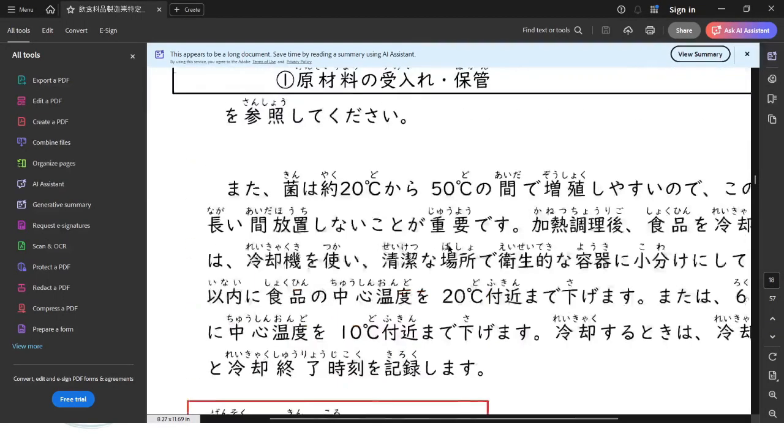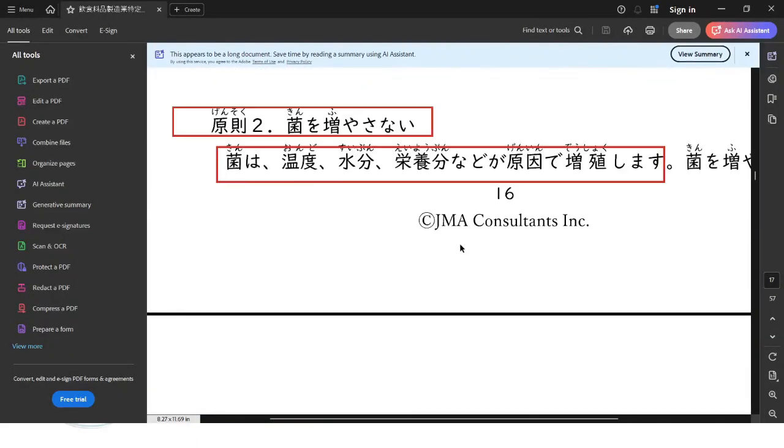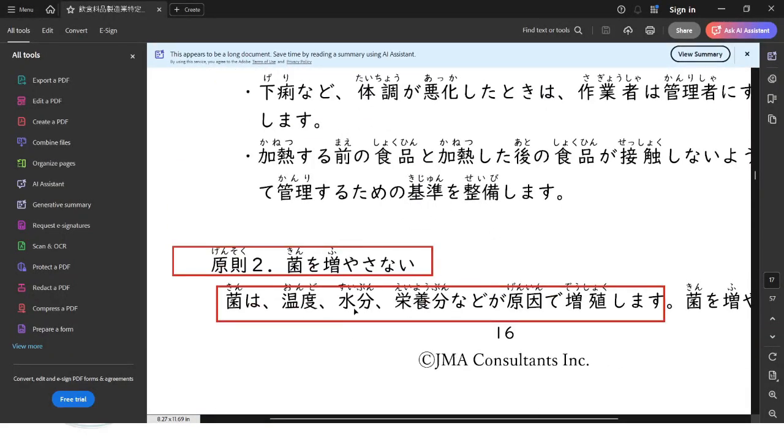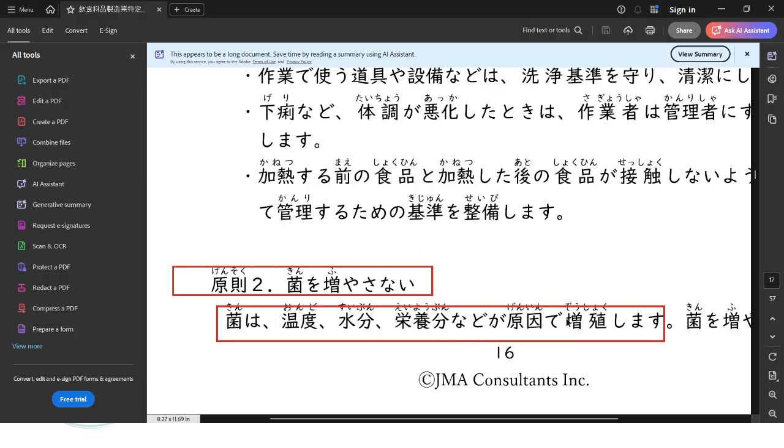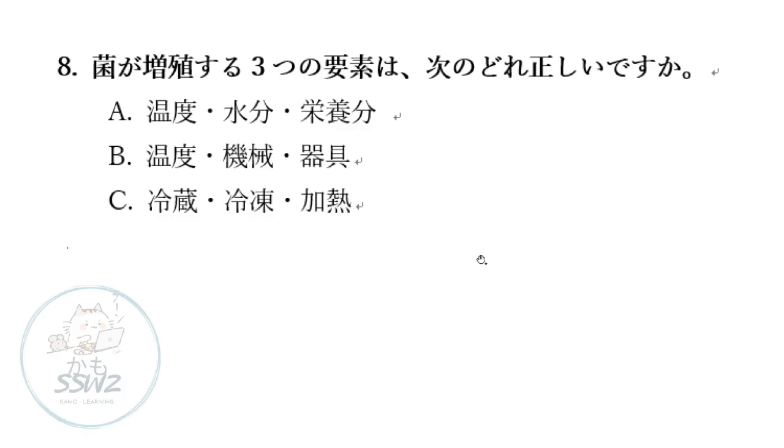You can see that here in the book. The three factors for bacteria to grow are temperature, water, and nutrients. Temperature, water, and nutrients are the three factors that let bacteria grow. So the right answer for this is A.